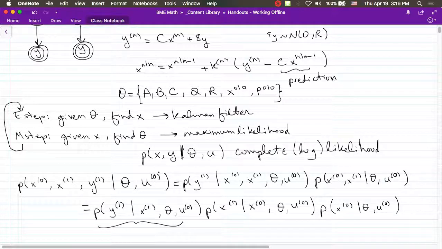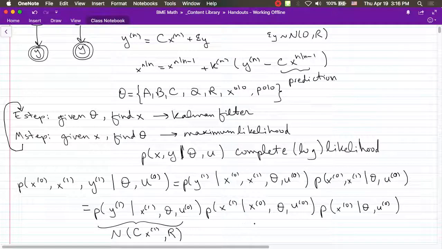What is it? Is it just C times x1? That's not a probability distribution. So it's a normal distribution with mean C of x1, with variance what? Right.